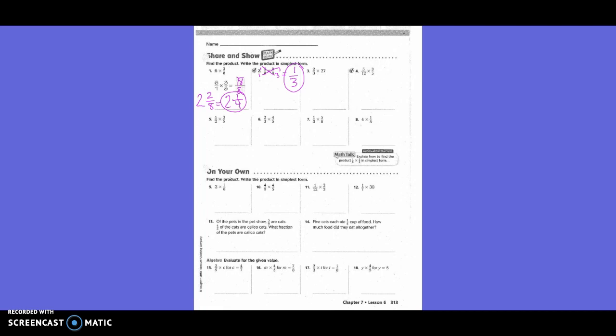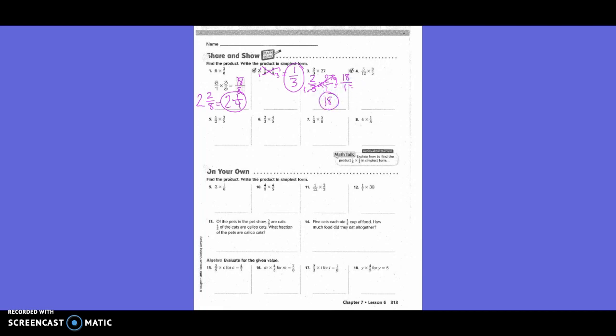All right, how am I going to set up the next one? What am I going to write? 2/3 times 27 over 1. Okay, can I simplify before I get started? Yes. What am I going to cross out here? The 3 and the 27. What do they share in common? 3. So 3 goes into 3 once. 3 goes into 27 9 times. So 2 times 9 is 18. And then 1 times 1 is 1. So my answer is 18.